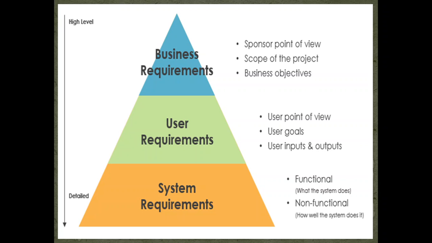Business requirement will be based on the goal of the business or the business objective. User requirements will be how much the user is interacting with the product and what the user's goals are in achieving through the product. Then the system requirement, which is the functional and the non-functional requirement. Functional requirements are those that say what the system is actually going to do, and non-functional requirements say how the system is going to do it.